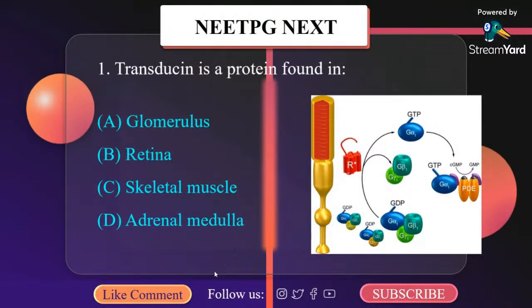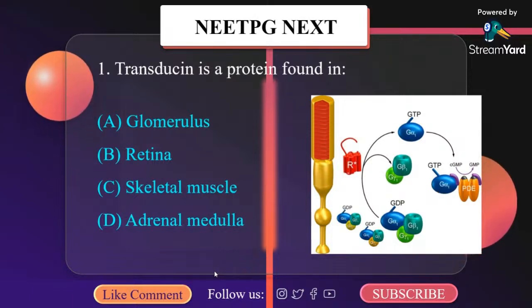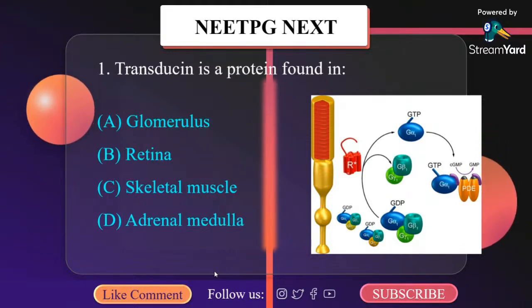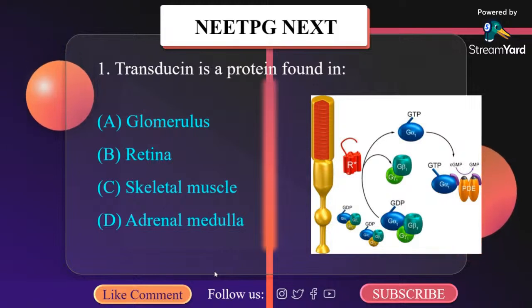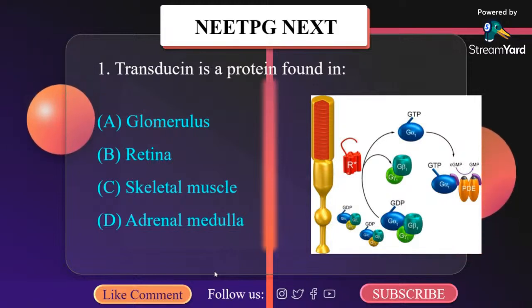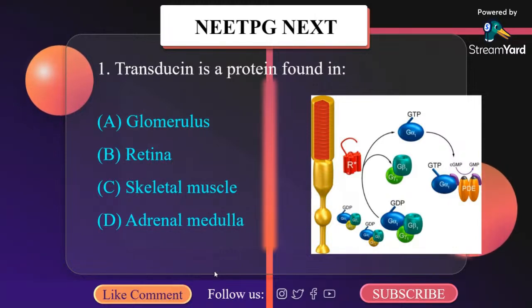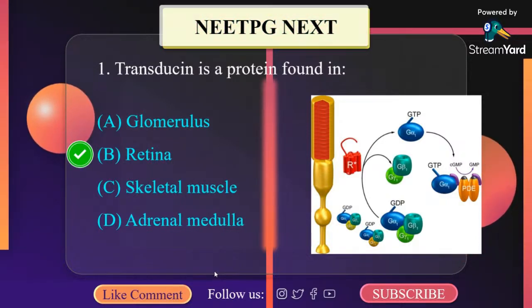Transducin. Now, this transducin is a protein found in A. glomerulus, B. retina, C. skeletal muscle, D. adrenal medulla. This transducin is found in rods, so it is present in the retina. So the correct option here is B.